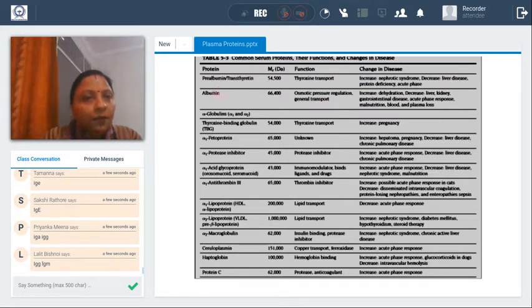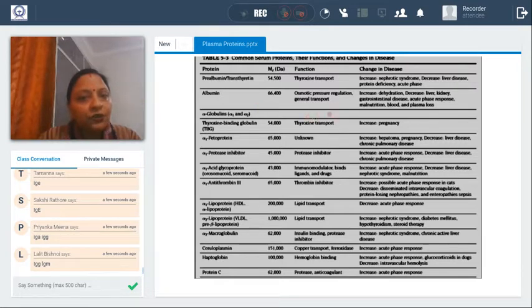First, pre-albumin, or we can say transthyretin. This is an important plasma protein. Please remember pre-albumin and transthyretin. Function is thyroxine transport. Albumin, you all know, osmotic pressure regulation, general transport. We will discuss it later.